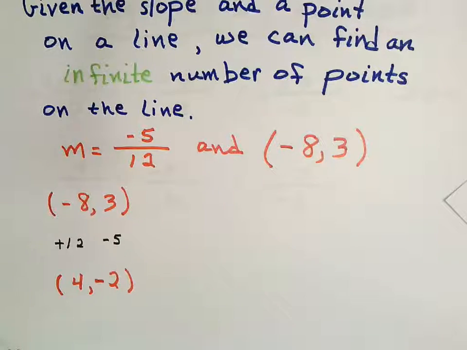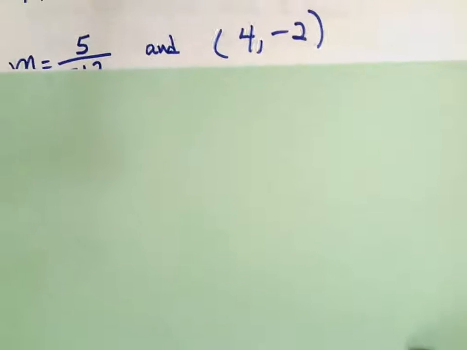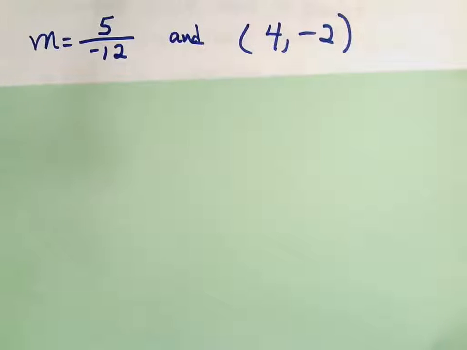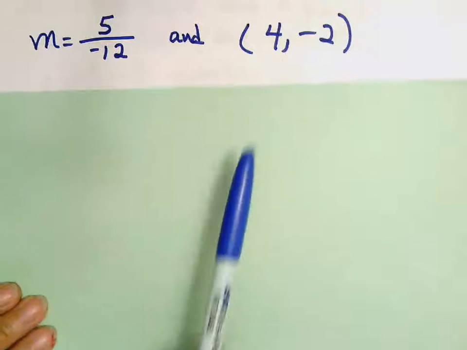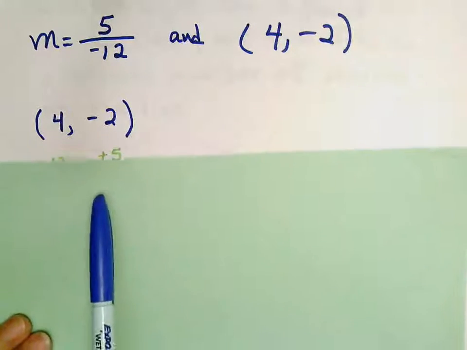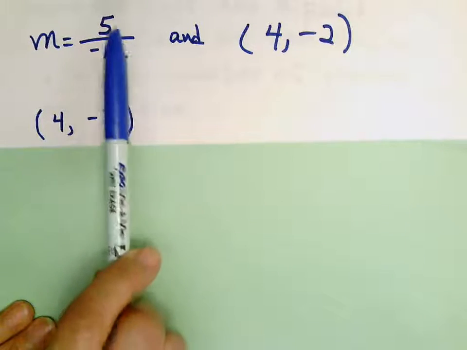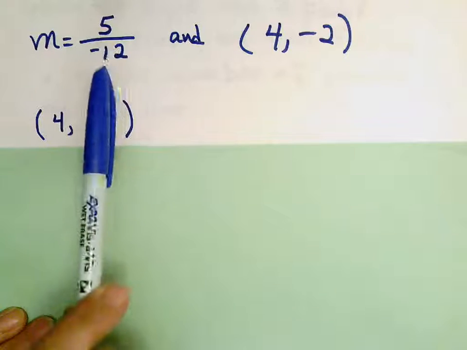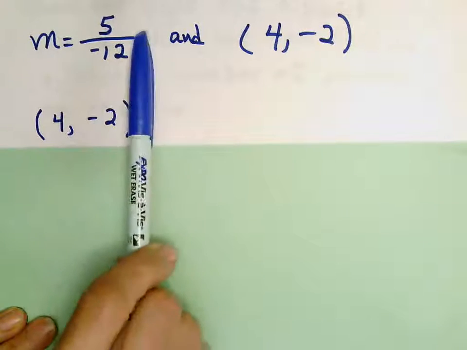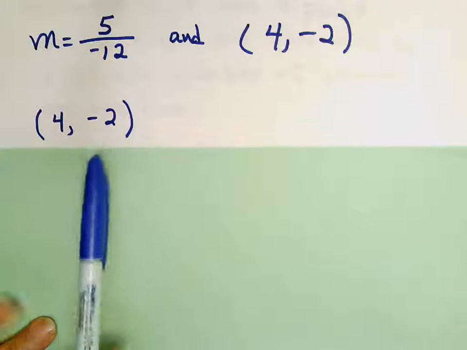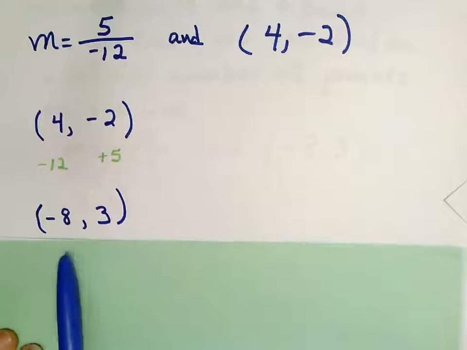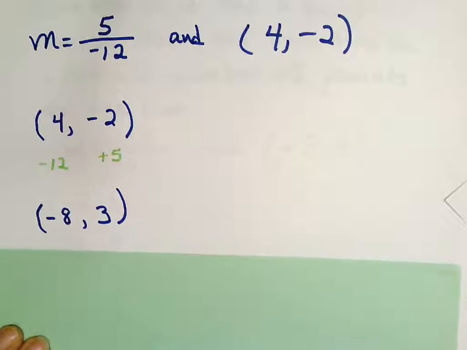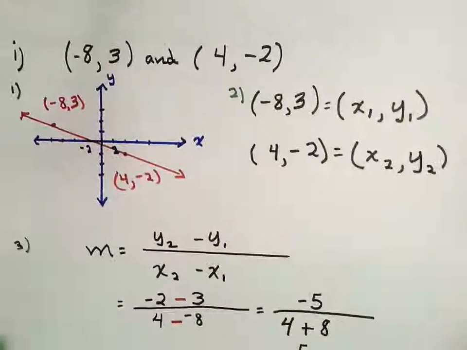Let's look at this again. The same slope, but I've written, you see, this time where I have the denominator, the change in the x being the -12. And here's the point. So again, this slope says every time I add 5 to the y, I must add a -12 to the x. So I come down here, I add 5 to the y, -12 to the x, and I get the point -8, 3. And let's go back to this problem again.